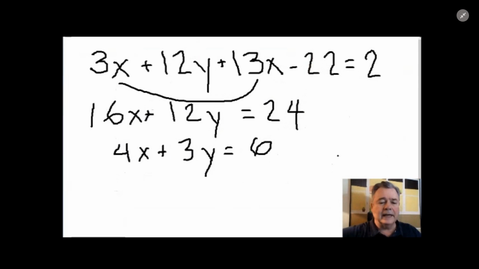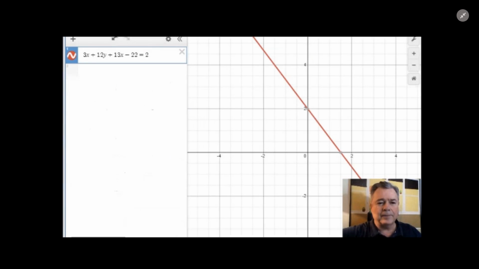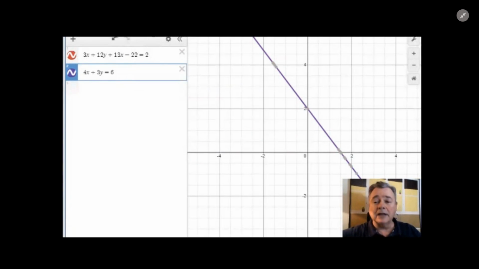Now, we can see on a graph that changing the original function to the standard form does not change its graph. However, the standard form gives us information about key features of the function that the first equation does not. For example, if we divide this constant 6 by the y coefficient 3, it gives us 2. And 2, we see on the graph, is the y-intercept.